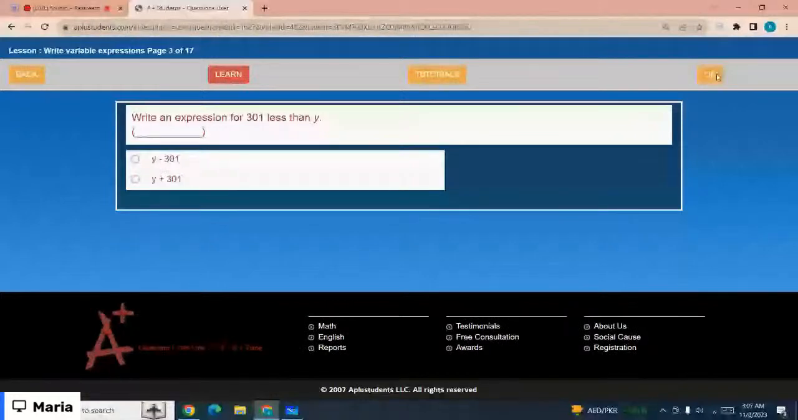Write an expression for 301 less than y. Which is the correct option? 301 less than y means you have to subtract, so it is y minus 301. Correct option, right? y minus 301.